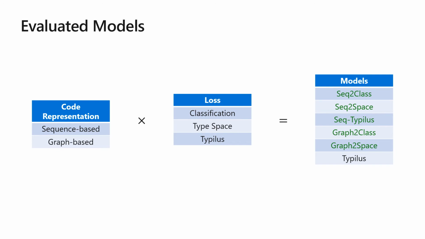To evaluate our approach, we test two different code representations. A sequence-based representation that uses bidirectional recurrent neural networks to parse through the tokens and predict the types of the symbols. The graph-based representation is the one we showed earlier. Both representations can be combined with the 3 different losses we previously discussed. This gives us 6 model combinations.